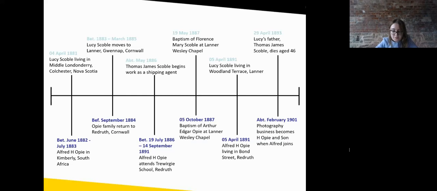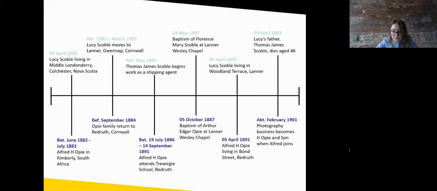Lucy's father, Thomas James, was a skilled worker. In various records, he was recorded as a builder, carpenter, or joiner, and in 1886 he started working as a shipping line agent, selling tickets to people emigrating to various overseas destinations. Lucy's younger sister, Florence Mary, was born in 1887 and baptised in the May of that year at Lanner Wesley Chapel. In the October of the same year, Alfred Henry's younger brother, Arthur Edgar, was also baptised there. As both families were part of the same congregation, this is likely how Alfred and Lucy met. Lanner Wesley Chapel is also the same chapel where Lucy's parents, Thomas and Amelia, were married in 1875, and where Lucy and Alfred married in 1902.